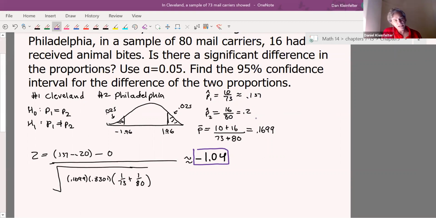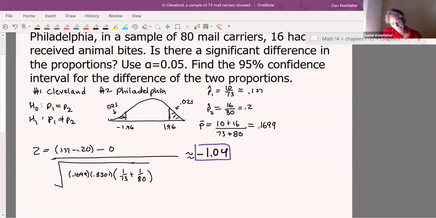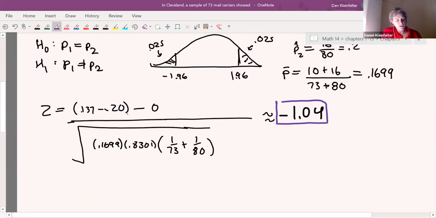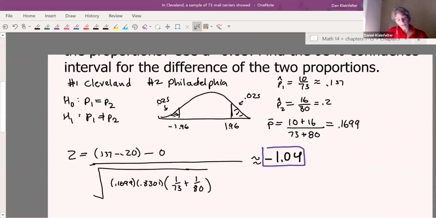P2 hat was 16/80, which is 0.2. We need the pooled proportion, so P bar, which is 10 plus 16 over 73 plus 80, that works out to be 0.1699. And then putting it into our test statistic, we get 0.137 minus 0.20. That was the difference in our P1 hat and P2 hat. Our hypothesized difference, as always, is 0. We're dividing by the square root of P bar Q bar times the sum of the reciprocals of the two sample sizes, and we ended up with a test statistic of negative 1.04.